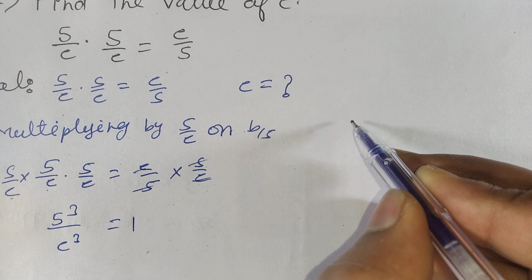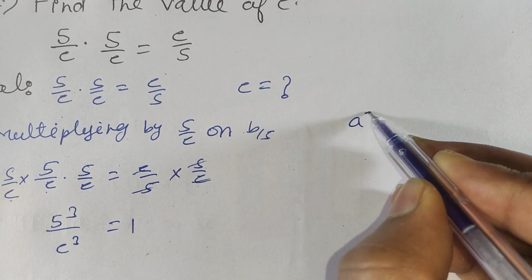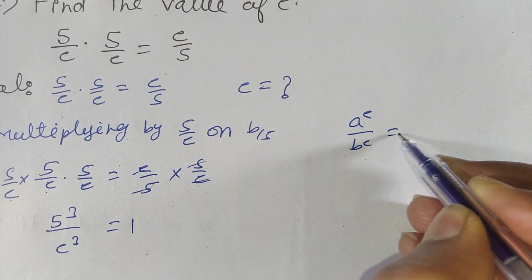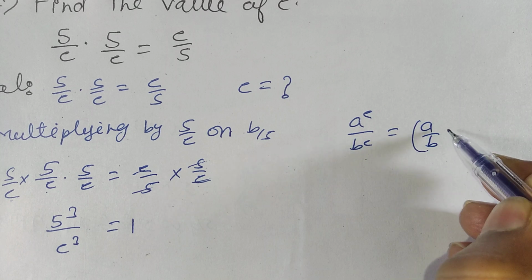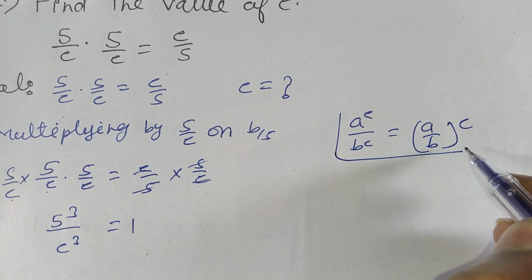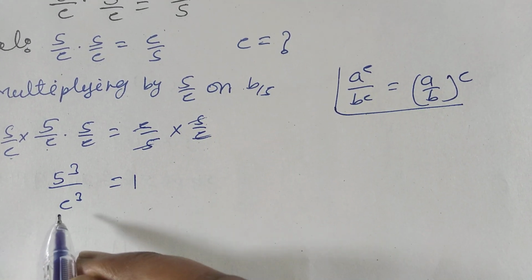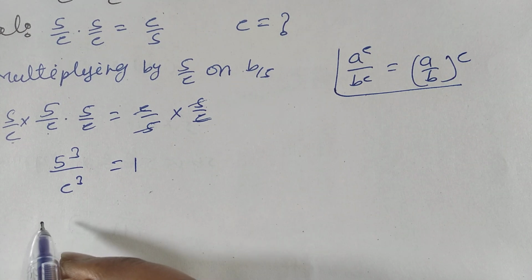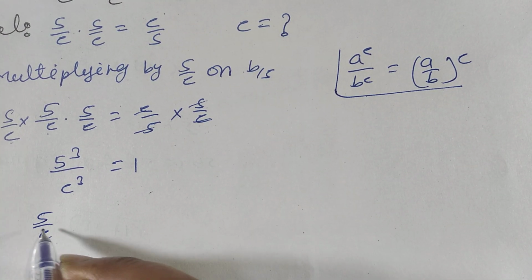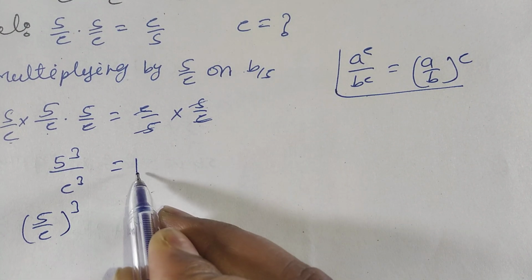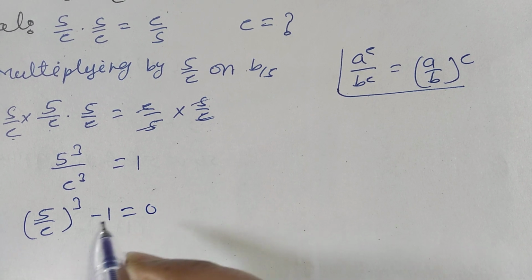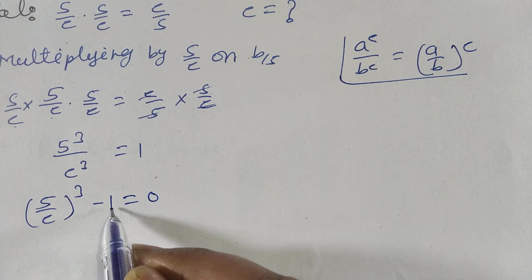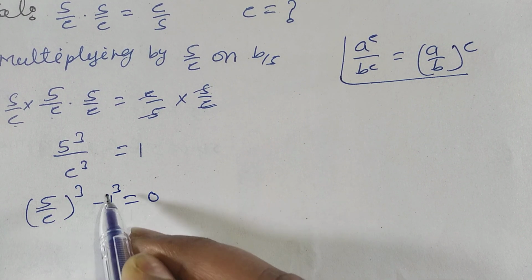We recall our rule: a to the power c over b to the power c is equal to a over b whole to the power c. Applying this law here, same exponent, then (5/c) whole cube. This one moves to the left side, equal to 0. 1 is the default, 1 cube.